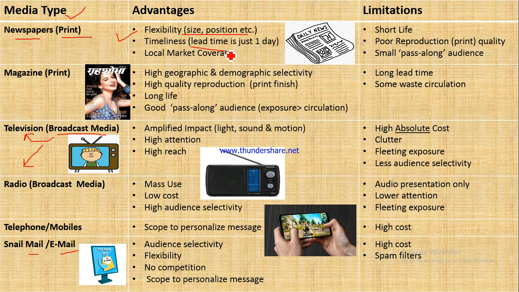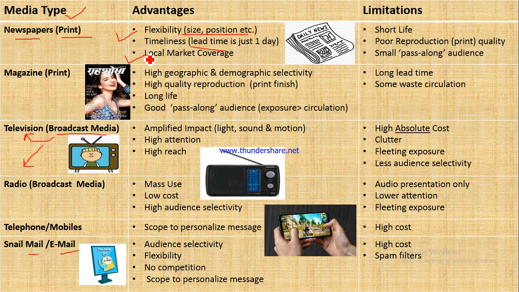Then we've got another advantage, which is the local market coverage. Many newspapers are basically selling only in a few parts of the country. They are not selling across the country. For example, if you talk about the Hindi newspapers, we talk about Dainik Jagran, Dainik Bhaskar, Sahara. These are basically Hindi newspapers. They only get sold in northern part of the country, that too in few states.